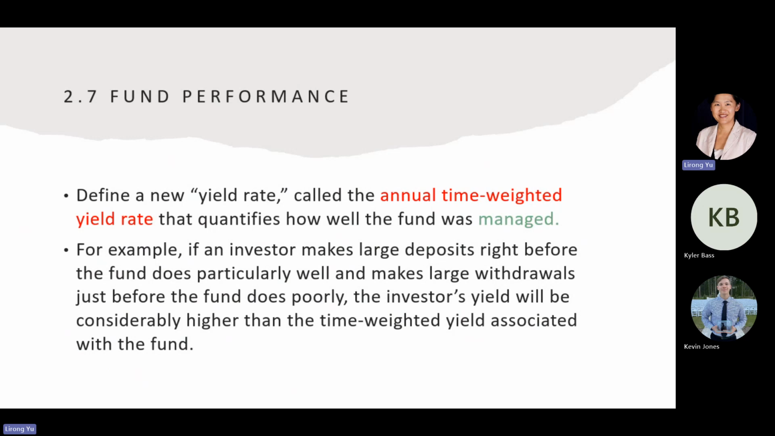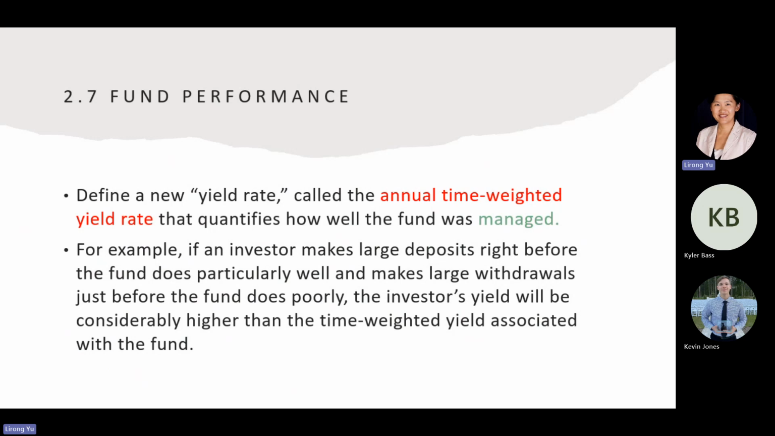For example, if the investor makes a large deposit right before the fund does particularly well and makes a large withdrawal just before the fund does poorly, then the investment yield will be considerably higher than the time-weighted yield associated with the fund. So the time-weighted yield allows you to measure how intrinsically well the fund is doing with or without the person's intervention.